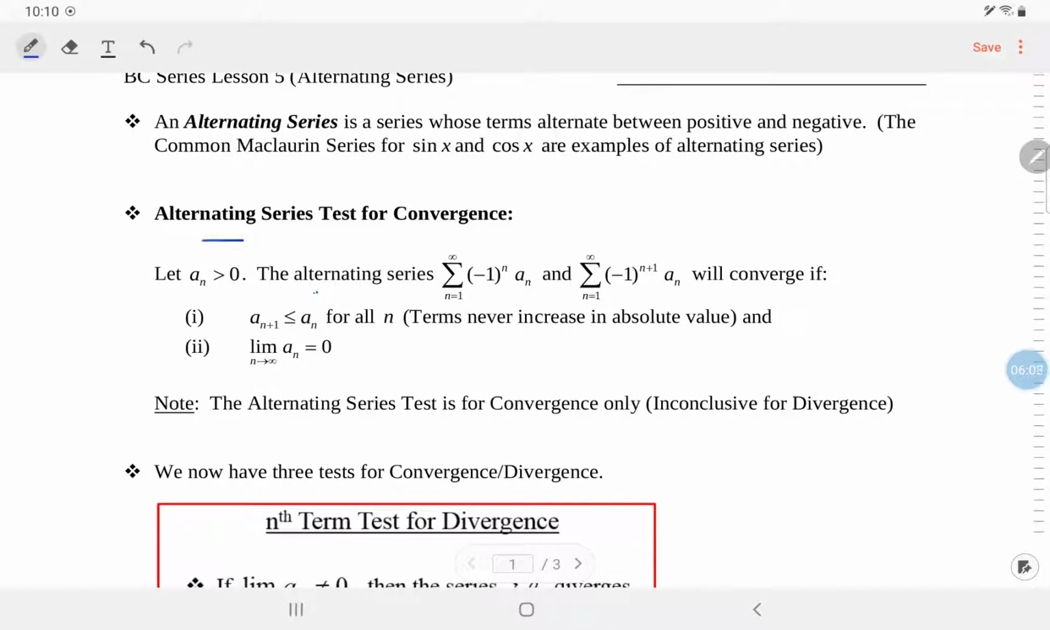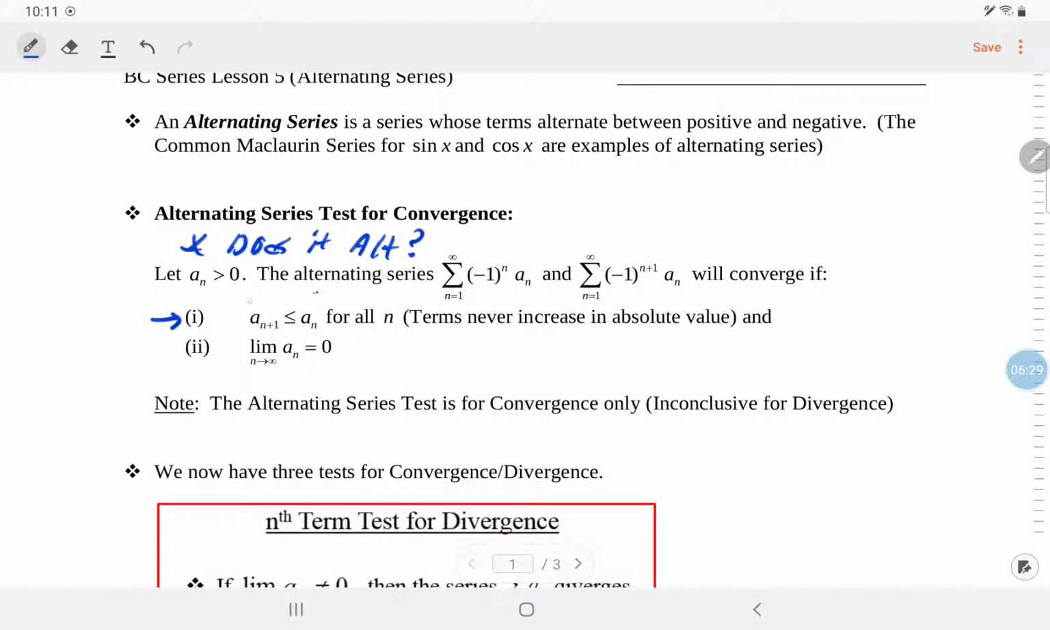Well, first off, you want to ask yourself this question: does the series alternate? If the answer to that is yes, then you go and check out number 1. It says a sub n plus 1 is less than a sub n. What does that really mean?